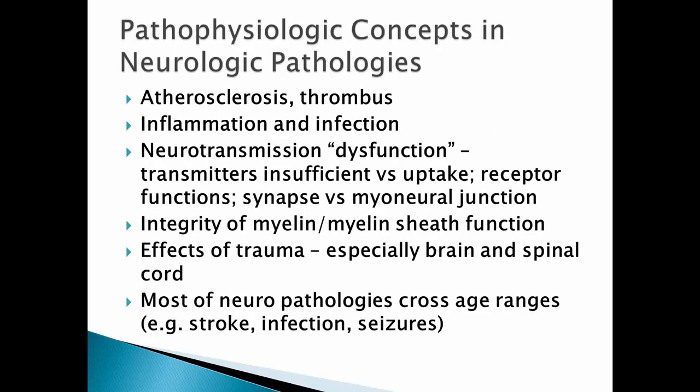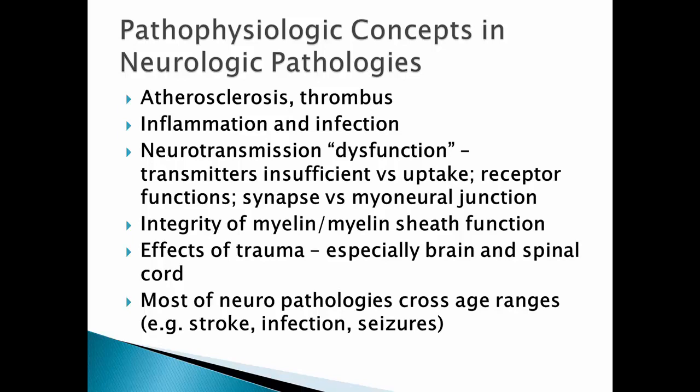As we think about some of the overall concepts, when we think about neuropathologies, there are some things that we've already talked about that we want to ensure that we revisit. One of those pieces is atherosclerosis and thrombus formation. This is especially important when we talk about stroke and the evolution of stroke. We know that atherosclerosis is a significant risk factor for the development of stroke, as well as thrombus formation, either as a result of the atherosclerosis or an embolic phenomenon.